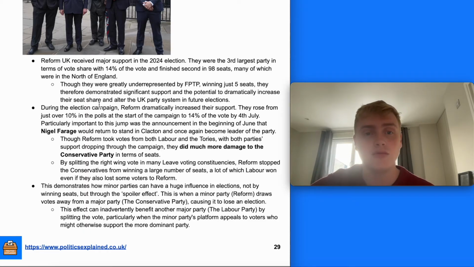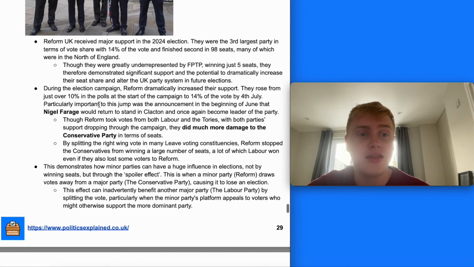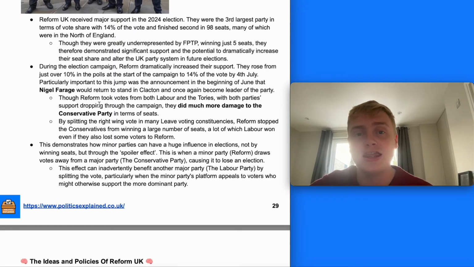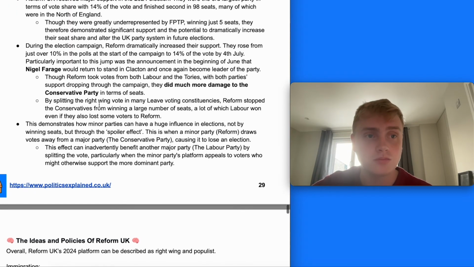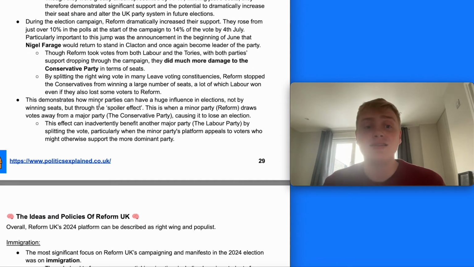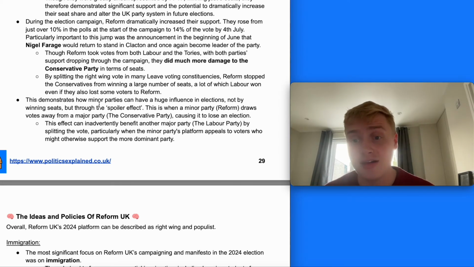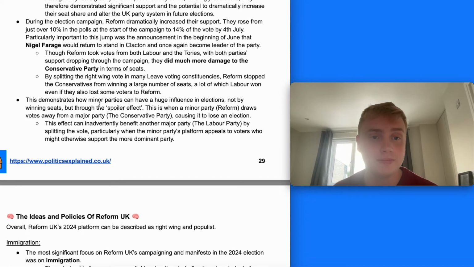Though they were greatly underrepresented by first past the post, they therefore demonstrated significant support and the potential to dramatically increase their seat share and alter the UK party system in future elections. During the election campaign, they also dramatically increased their support. They rose from just over 10% at the start of the 6-week campaign to 14% on the 4th of July. And particularly important to this was Nigel Farage, who announced at the beginning of June that he would return and stand in Clacton, which he ultimately won.